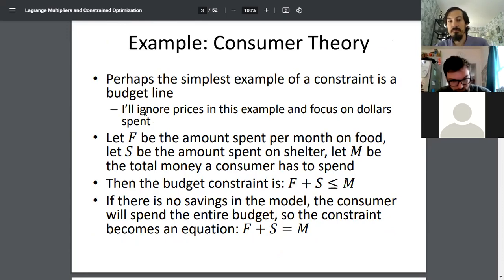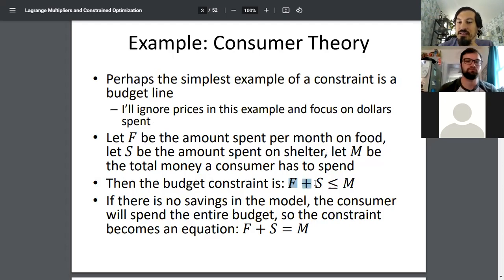In other words, F is the amount of dollars you spend on food. S is the amount of dollars you spend on shelter. So implicitly, there's a price for food and there's a price for shelter. And the higher the price of food, maybe the less food you buy. But I'm baking all of this into just one number, which is F, the total amount of food you spend.